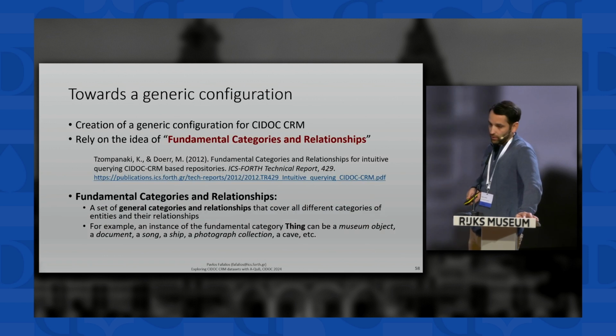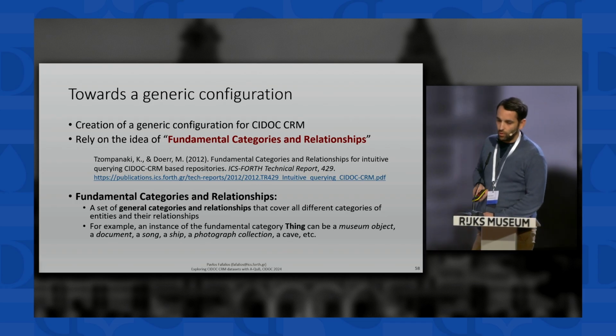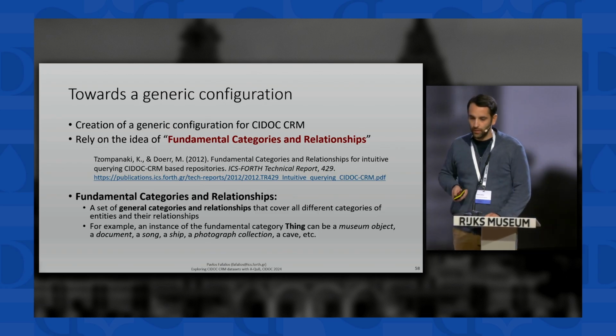So our effort is towards a generic configuration. How can we have a generic configuration that can be used over any dataset? We rely on the idea of fundamental categories and relationships. There was a technical report on this. This is a set of general categories and relationships that cover all different categories of entities and their relationships. For example, an instance of the fundamental category thing can be a museum object, a document, a song, a ship, a photograph collection, a cave, anything.